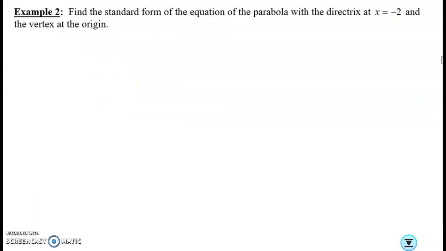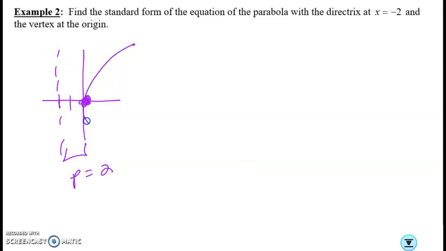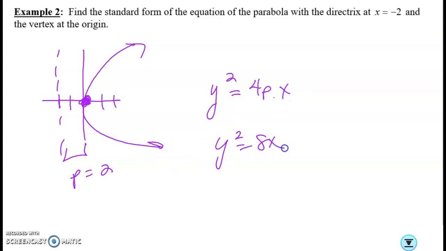Next, they will give you some equations, and you need to write the equation of the parabola. So here we have a problem where the parabola is going to be in standard form with the vertex at the origin. X equals negative 2 is the directrix. So that tells me that p equals 2. If the directrix is there, it's going to have to open this way. So that means p is going to be positive 2. It's opening sideways, so y is squared. So y squared equals 4p times x. p is 2, so y squared equals 8x.